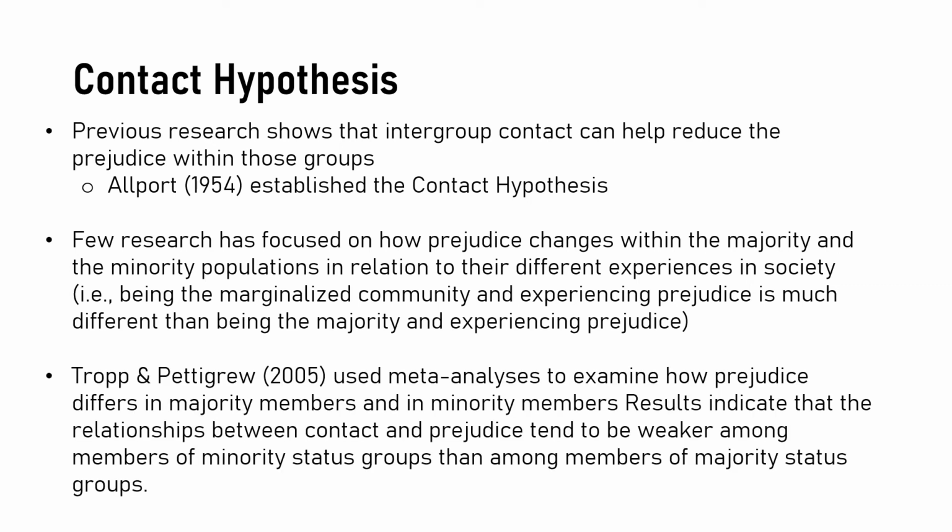Tropp and Pettigrew in 2005 used meta-analysis of hundreds of different studies to examine how prejudice differs in majority members and minority members. The results indicated that the relationship between contact and prejudice tends to be weaker among members of minority status groups than among members of majority status groups.